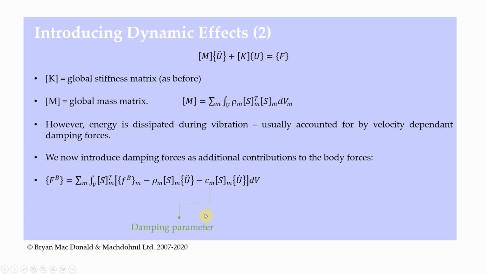So in this case, we have a damping parameter c, and that c_n is for element number n, so we can have a different one for each element. And then u dot is the nodal point velocities. Okay, so it's a vector of nodal velocities.